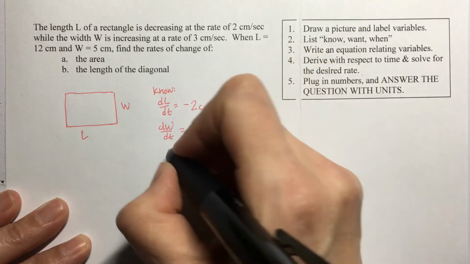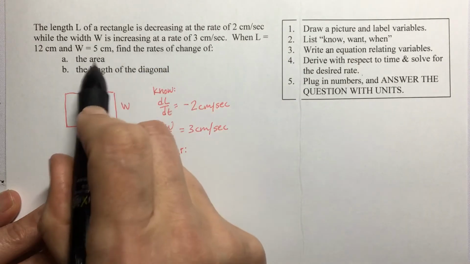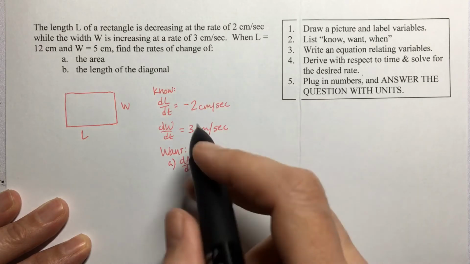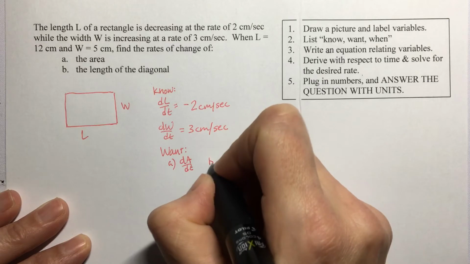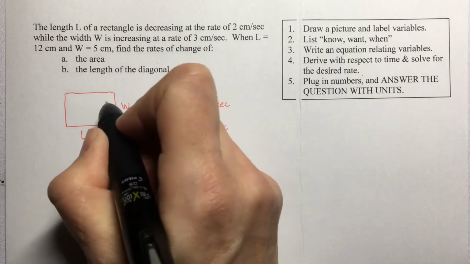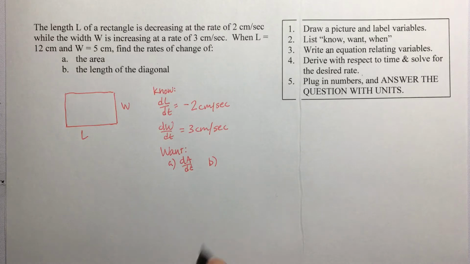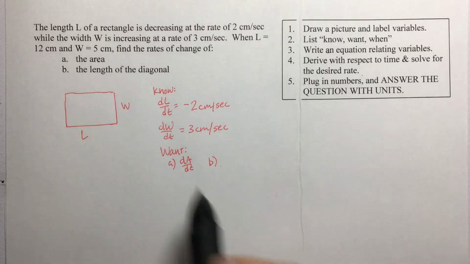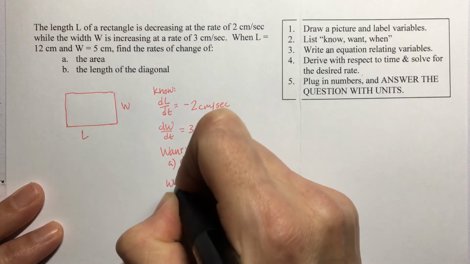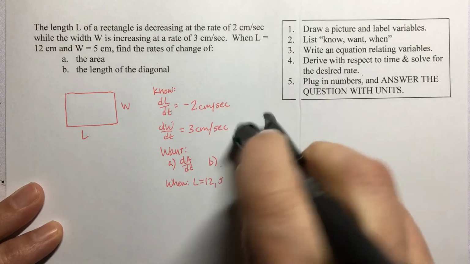And the thing we want, there's two things we want, is the rate of change of area. So for A, we want dA/dt, A for area. And then for part B, which we'll come back to, that will be the rate of change of the diagonal. I don't want to use D for diagonal, by the way, because then when I'm deriving, I'll end up with like dD/dt, and oh no. So we'll come back to that. Let's just deal with part A first. And then the when, that's going to be when L is 12 and W is 5.